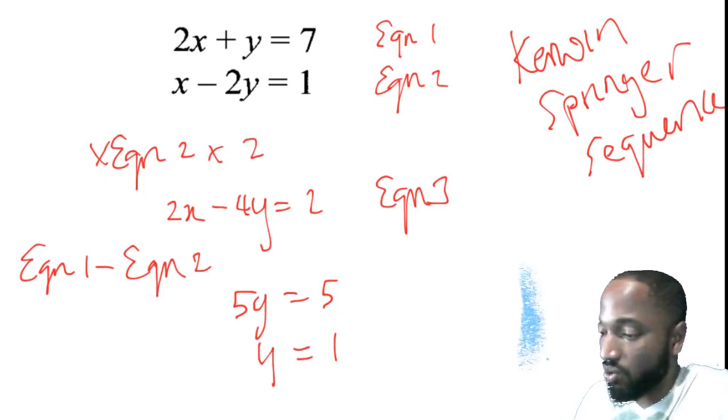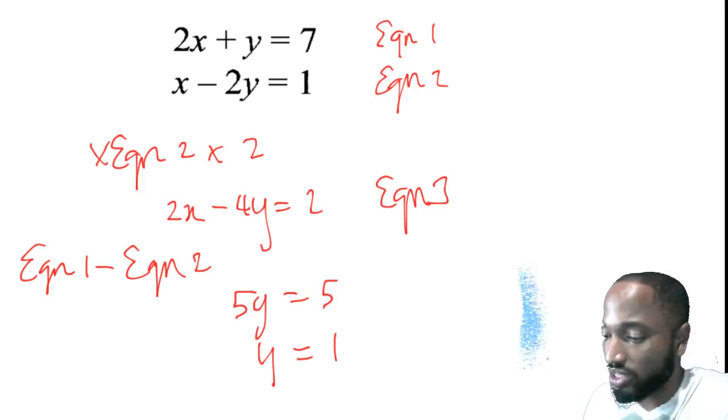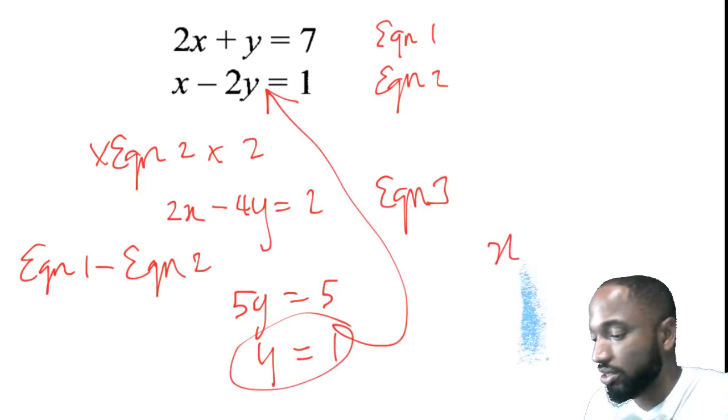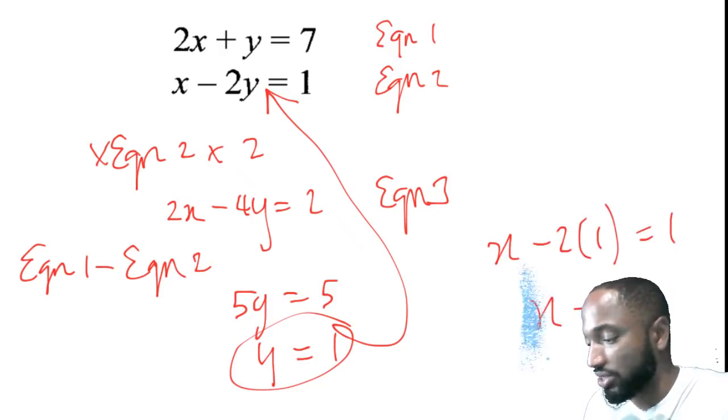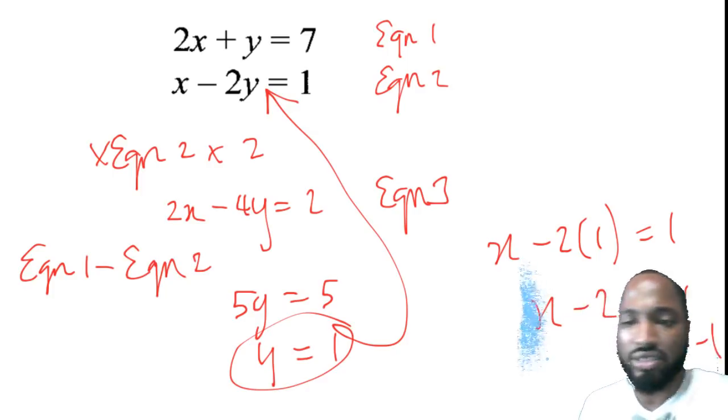Right, so when you find that y is equal to 1 here, and everybody should know how to do the simultaneous equation, you substitute it in back here. So we'll have x minus 2 by 1 is equal to 1. So x minus 2 is equal to 1. So x would be equal to negative 1. This works out pretty simple.